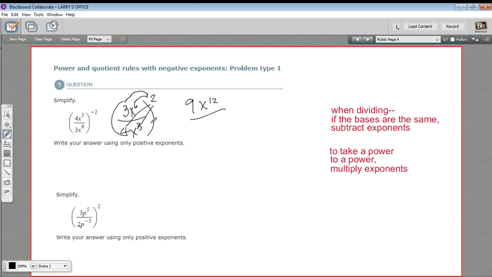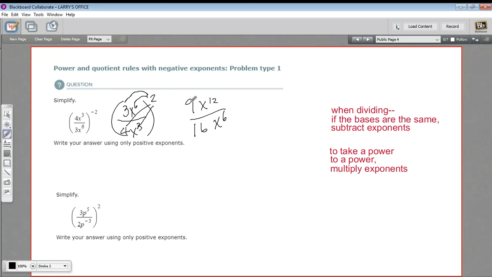Let's work on the bottom now. 4 to the second power would be 4 times 4, or 16. And x to the 3rd to the second power would be x to the 3 times 2, or 6th power. So far, so good. We can definitely do some more simplifying, however.